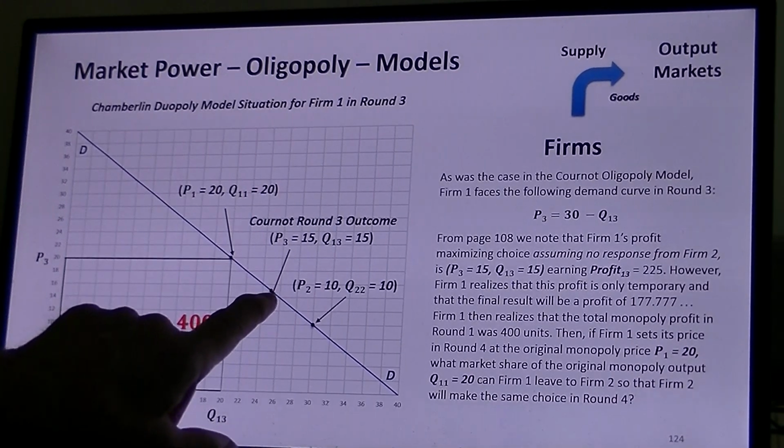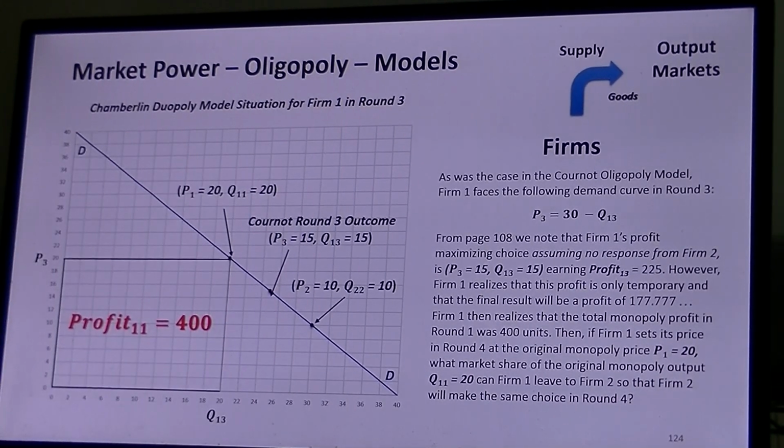So I'm just as in the Cournot model. If I maximize based on that and assuming there's no reaction by firm 1, then I'm going to take half the remaining market of 30 and produce 15 at a price of 20, and then the two firms are going to move, and they're going to have a profit each of 177.77.